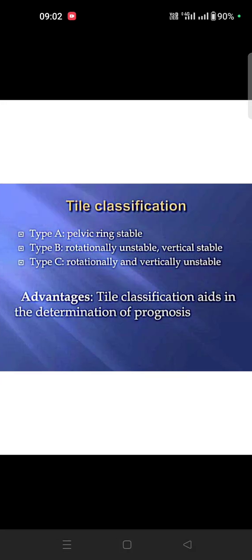So next is CT scan. CT scan is normal, but visualization of the sacrum and the joints and rotation of the posterior displacement is easily assessed. So what about the classification? There are three types of classification. The first, type A, is a stable pelvic ring; then type B, in the middle, is rotationally unstable but vertically stable; and C is rotationally and vertically unstable.